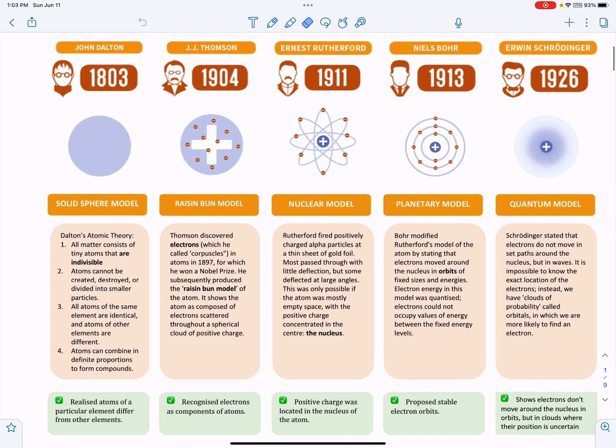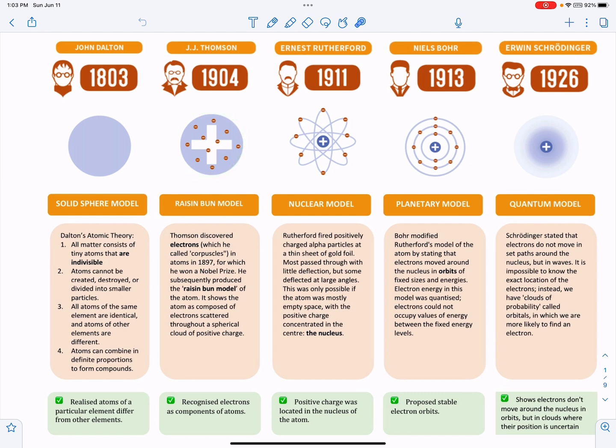In 1904, J.J. Thomson came up with the raisin bun model. Thomson revealed that there were electrons. He called these particles corpuscles. And these particles were present inside the atoms. He discovered this in 1897, and he won a Nobel Prize for his discovery. He subsequently produced the raisin bun model of the atom.